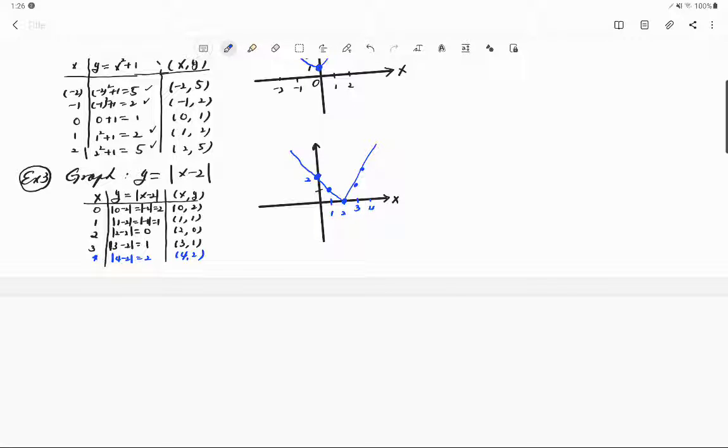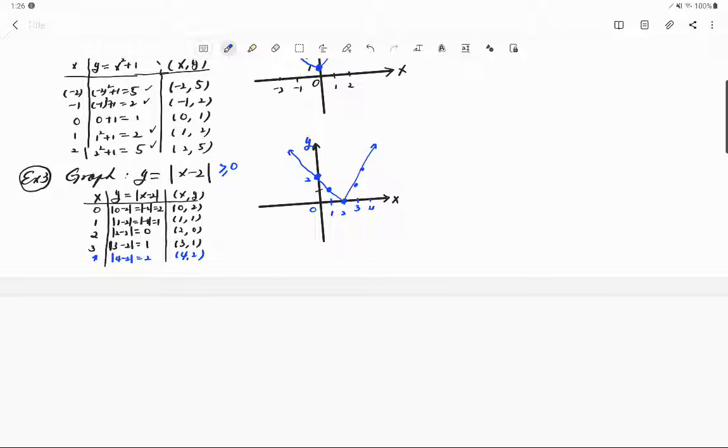Now actually, absolute value is always greater than or equal to 0, right? That means y is greater than or equal to 0. So as you see at this point, the minimum y value of the point is 0, right? So this one is going all the way up, okay? So this is the graph.